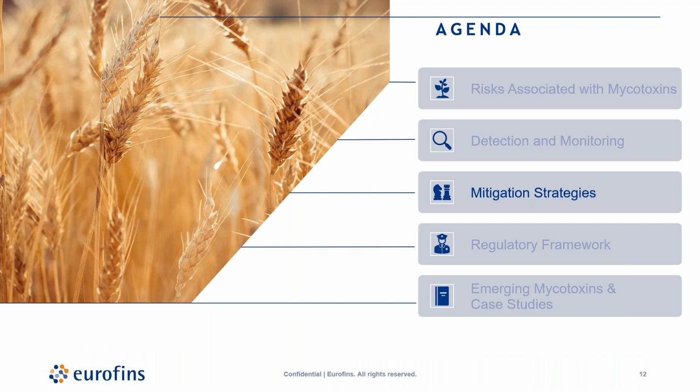Mitigation strategies can help reduce mycotoxin contamination in food and feed. These strategies fall into three main categories that we'll review next. One is pre-harvest strategies, and then post-harvest strategies, of course, and then finally detoxification strategies.